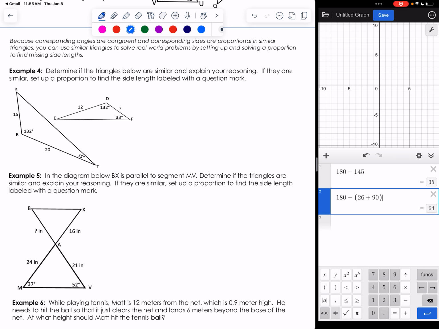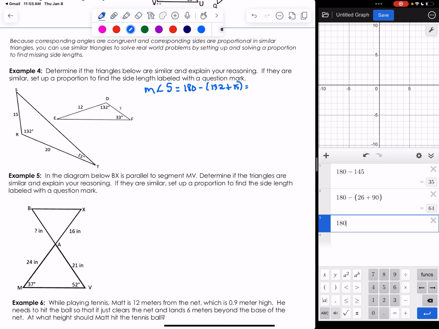So remember, to determine if they're similar by angle angle criterion, we need to find the measure of all the angles here. I do not know what angle S is. The measure of angle S would be 180 minus the sum of the other two angles, which is 132 plus 15. Let me calculate that on my calculator. 180 minus the sum of 132 plus 15, and that would be 33 degrees.